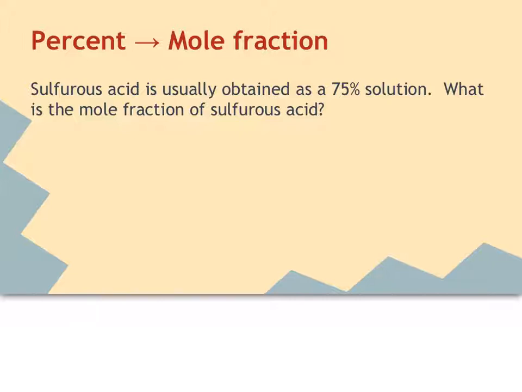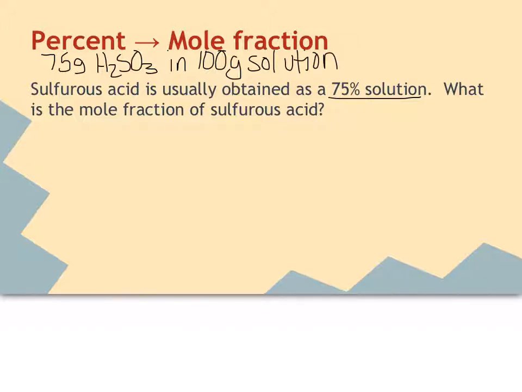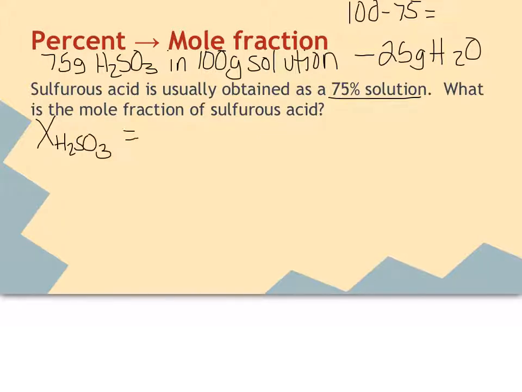Alright, ladies and gentlemen, now mole fraction, okay, also has this nice little 75%. So what that means is we have 75 grams sulfurous acid, which is H2SO3, because I learned how to name acids earlier, in 100 grams of solution. What that also means is we know then how much water: 100 minus 75 equals 25 grams of water. That's important because mole fraction is the number of moles of one thing, in this case H2SO3, over the number of moles of H2SO3 plus the moles of everything else. In this case, it would be water.